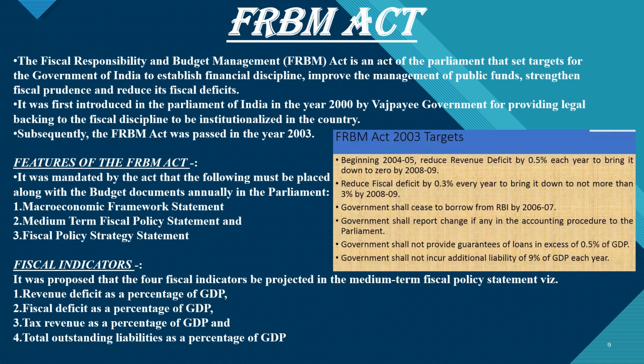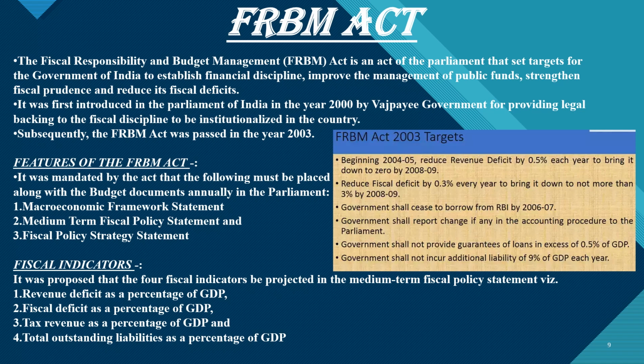The main features are that it must be placed along with the budget documents annually in the parliament, keeping in mind three things: the macroeconomic framework statement, medium term fiscal policy statement, and fiscal policy strategy statement. Then the four fiscal indicators to be projected in the medium term fiscal policy statement are: firstly, the revenue deficit as a percentage of GDP; secondly, fiscal deficit as a percentage of GDP; thirdly, tax revenue as a percentage of GDP; and lastly, total outstanding liabilities as a percentage of GDP.